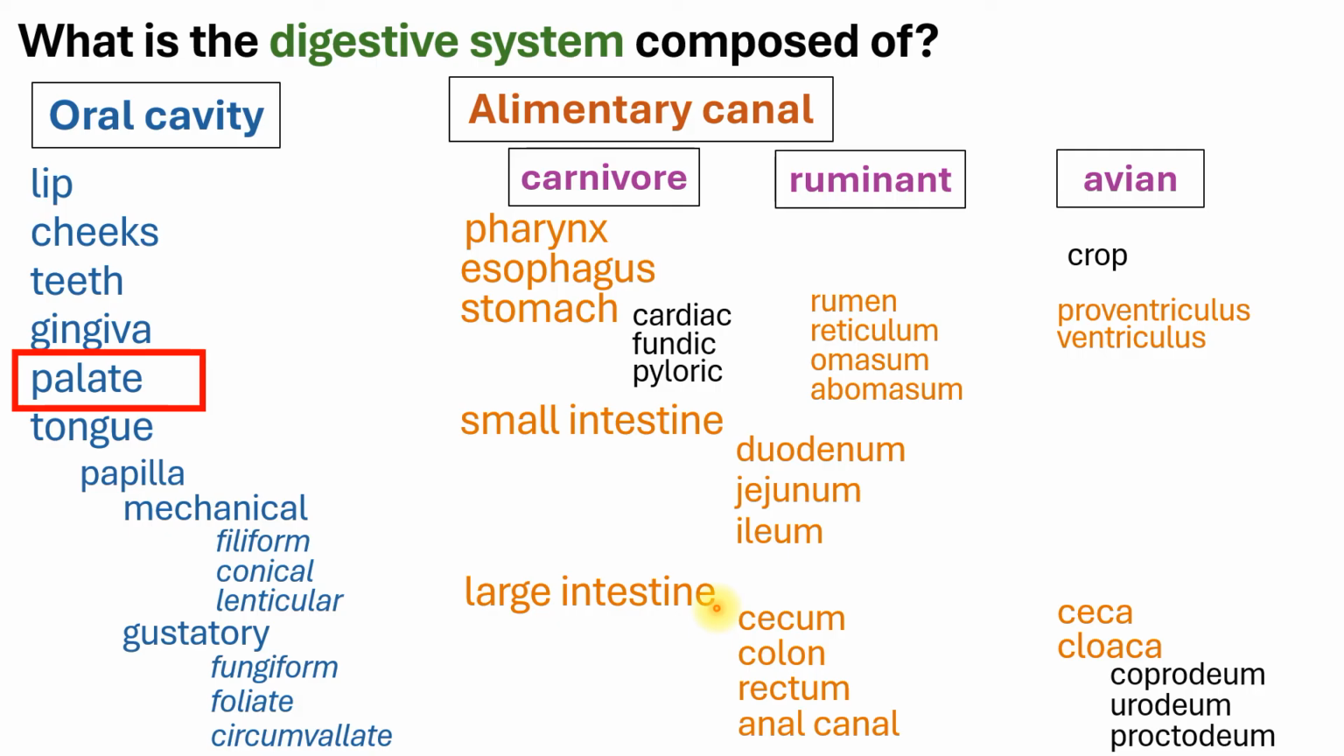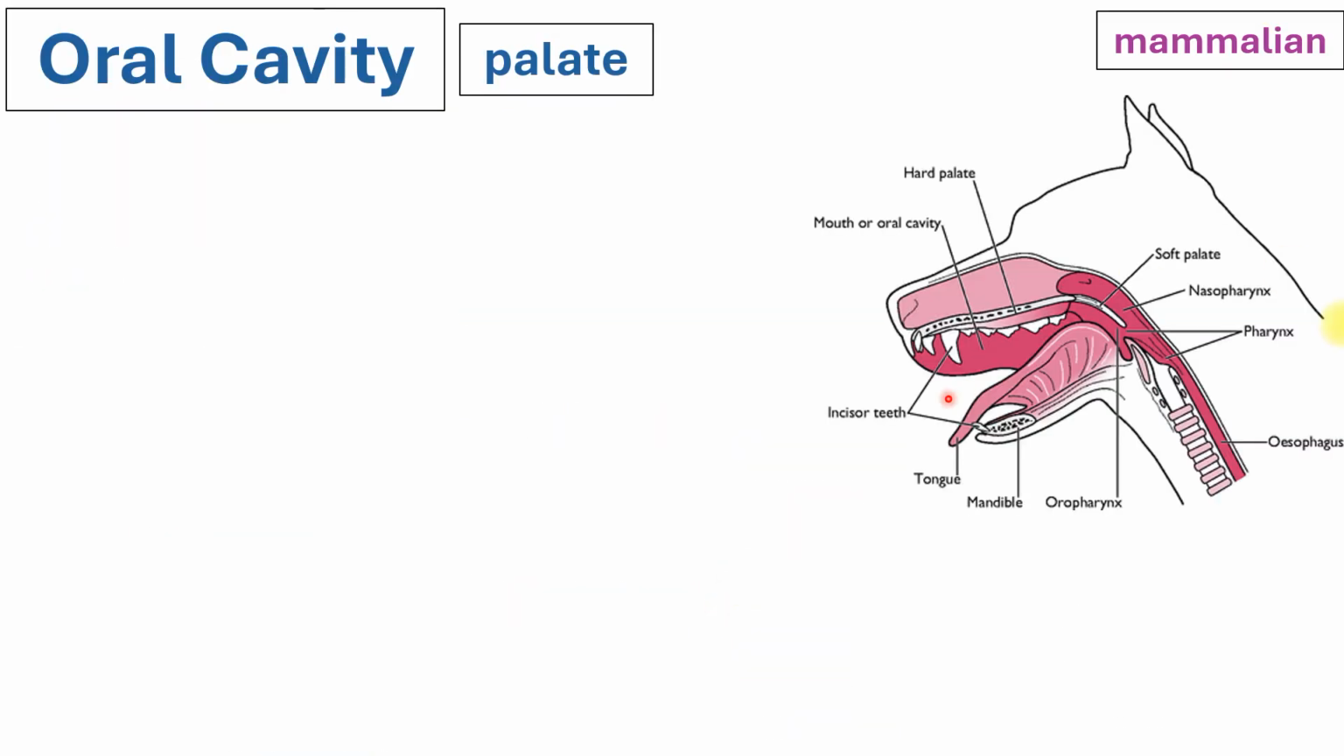Next, let's talk about the palate. For the palate, you actually have your soft palate as well as your hard palate. Your hard palate is hard because it has bone within it. And then usually your hard palate would also feature ridges.